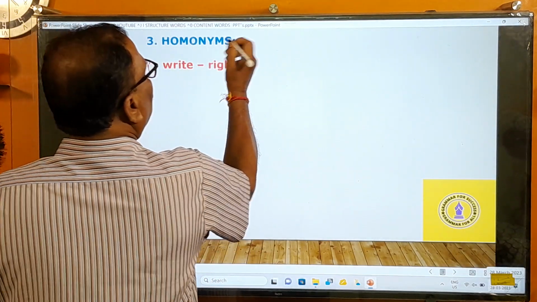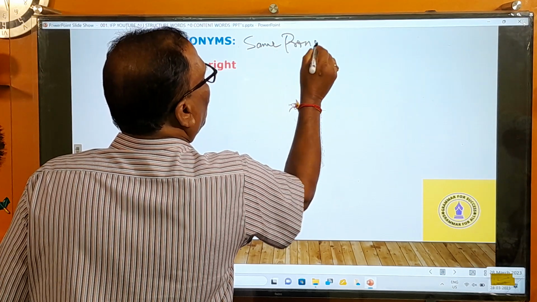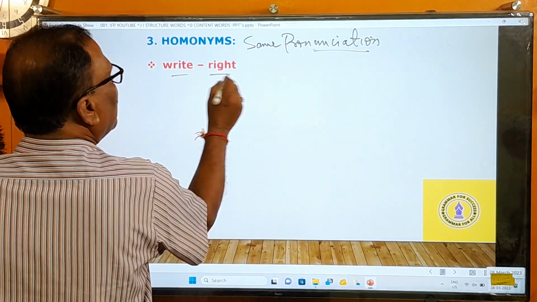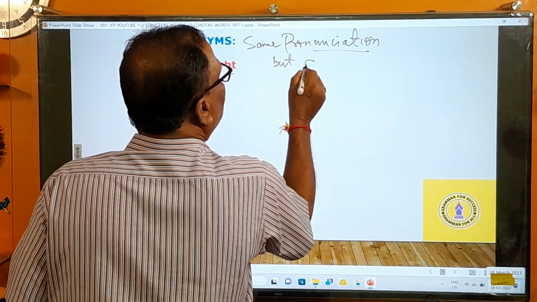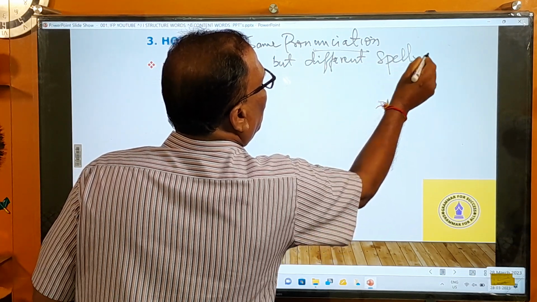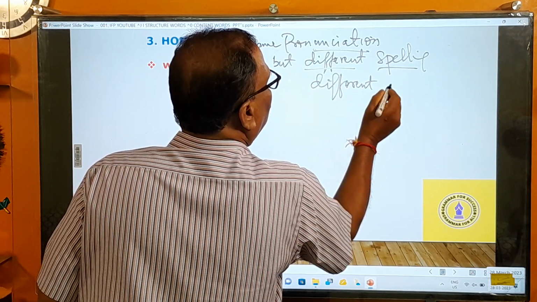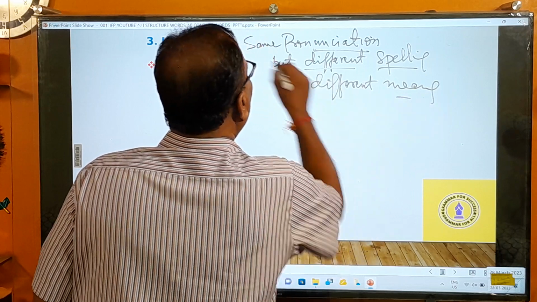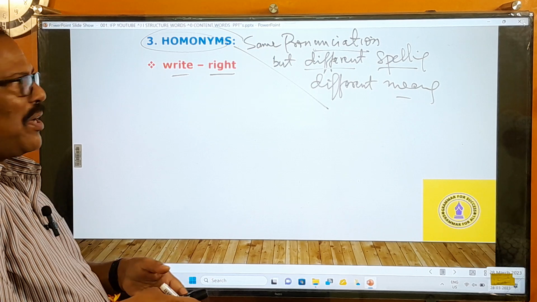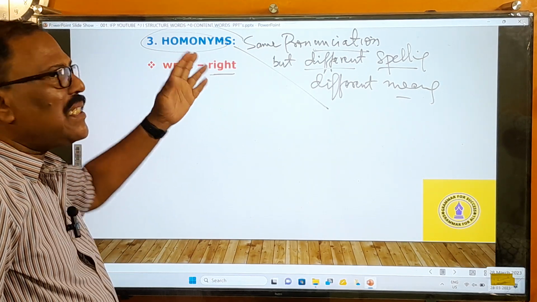Homonyms are words with the same pronunciation, but different spelling and different meaning. Such words are called homonyms. Pronunciation is the same, but spelling is different, meaning is different.